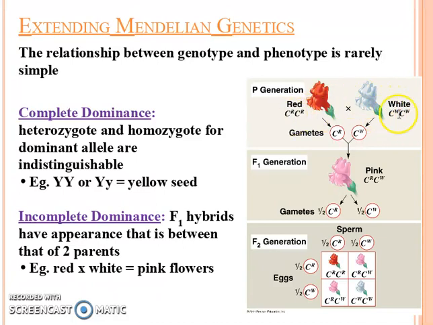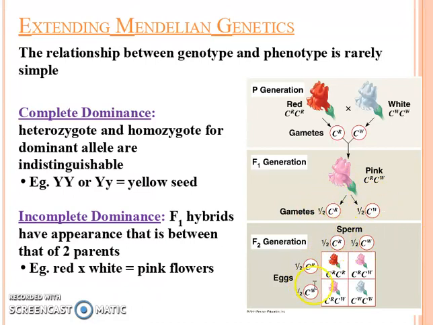So you have red here, white over here. If I have a C to the R that I got from this red flower, and a C to the W that I got from this flower, if I combine them, CR, CW, I end up getting pink. So at that point, I'm going to create more gametes. I have half of them C to the R, half C to the W. This is the law of segregation right here.